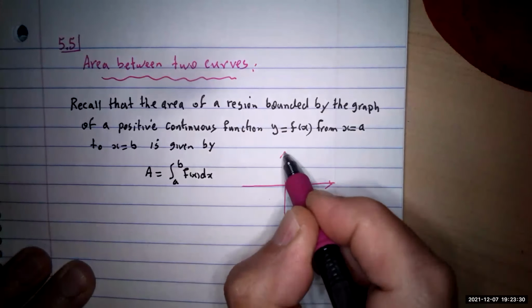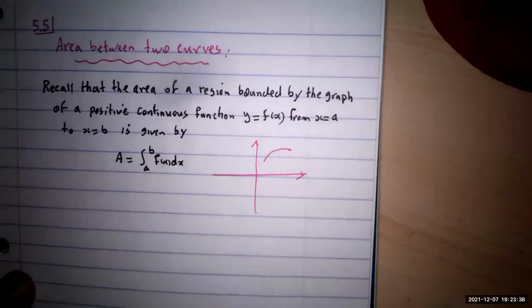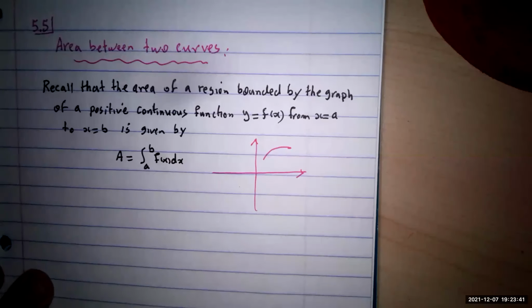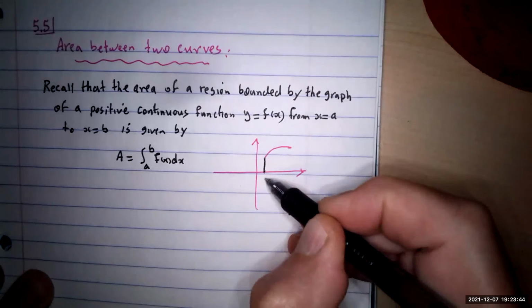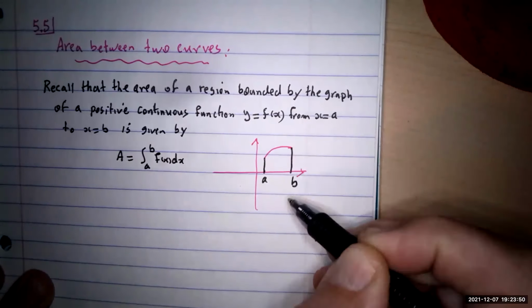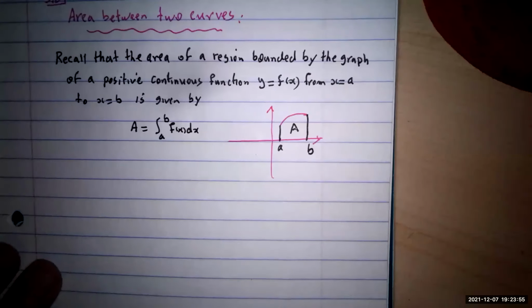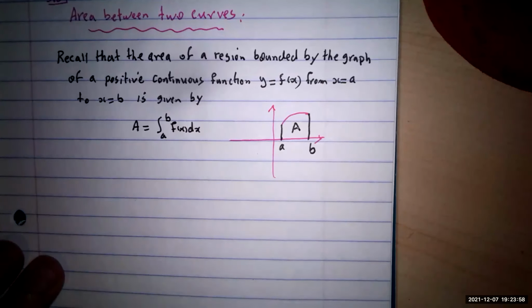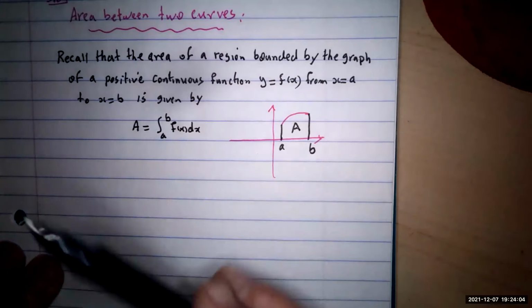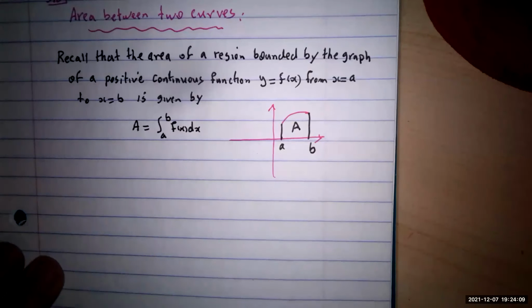So this is going to be the graph that we have, and this is the region in question. That's going to be the area that we are interested in. As we did the other night, this is simply the integral from a to b, f of x dx. Your function must be positive because the area is a positive number, so usually we consider the one above the x-axis.